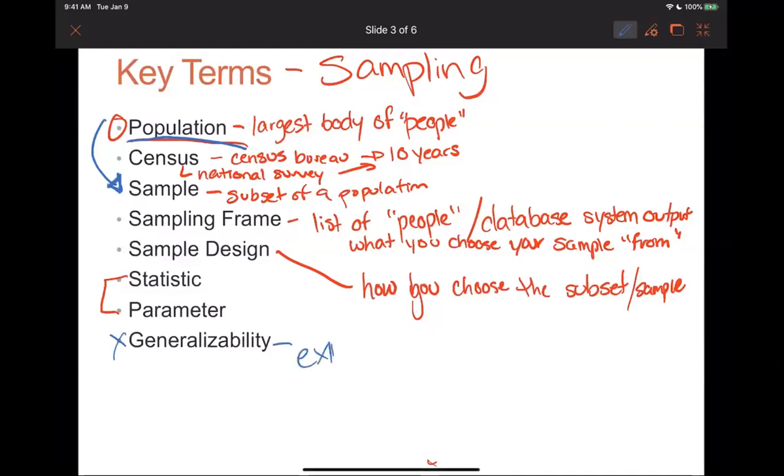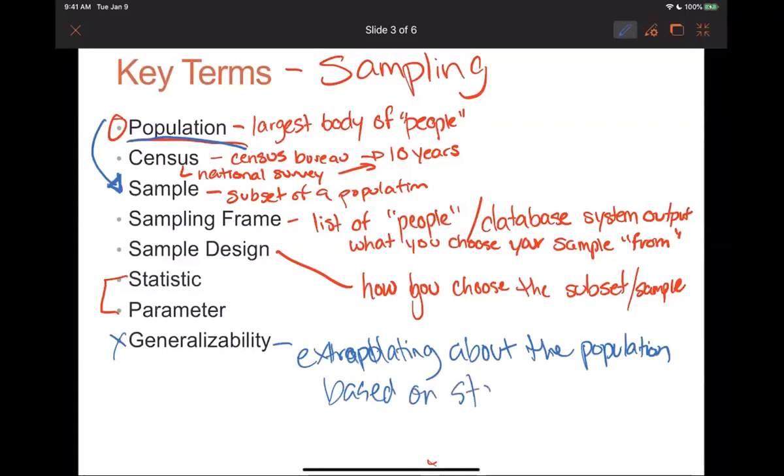And this is kind of extrapolating about the population based on the statistic. This might be one statistic or multiple, depending on how many things you're estimating. But extrapolating about this broader group, inferring about what the parameter is from the statistic.